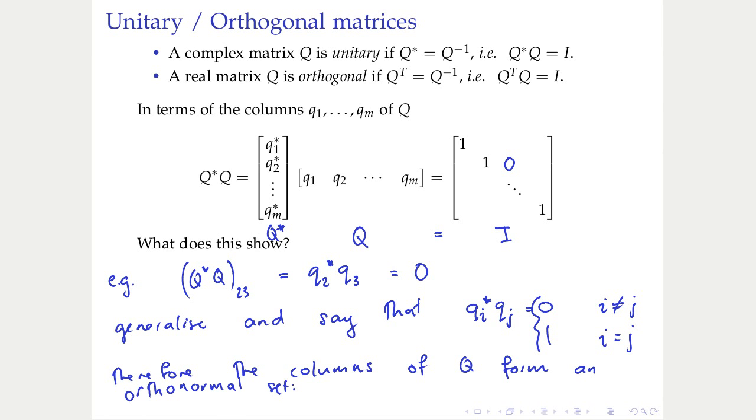Okay, does that make sense? So we've got m of these vectors, and if the matrix is orthogonal, then they're an orthonormal set. Okay, and in fact they're an orthonormal basis for Cm.